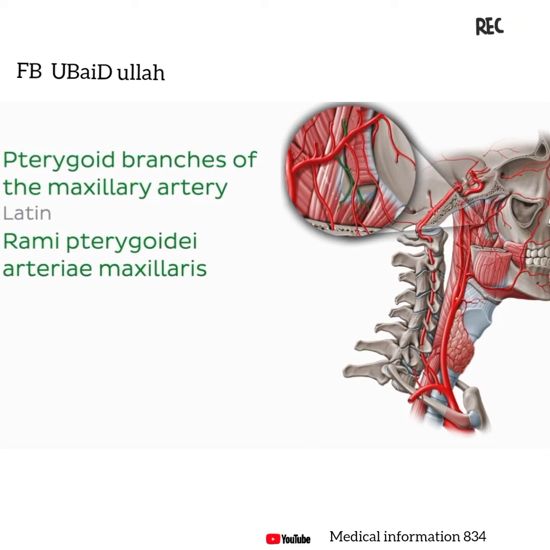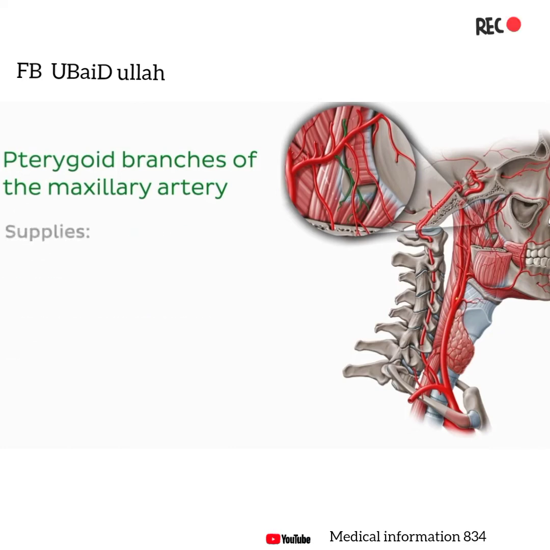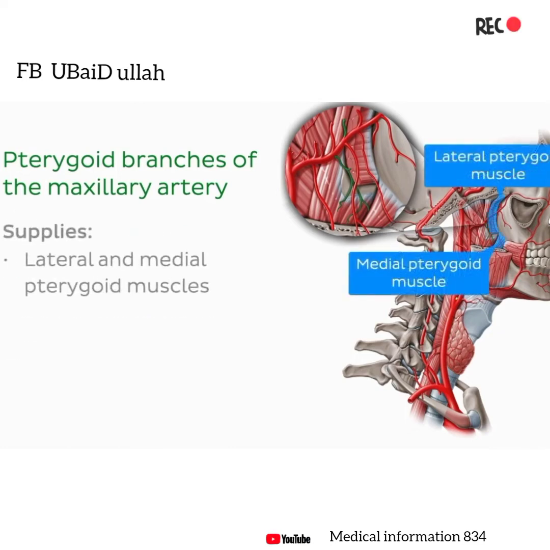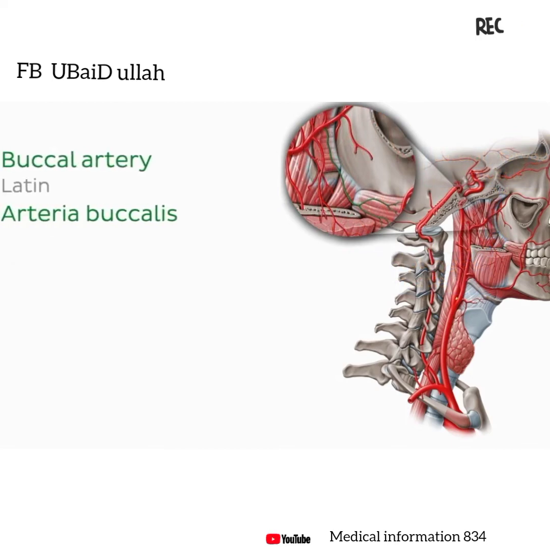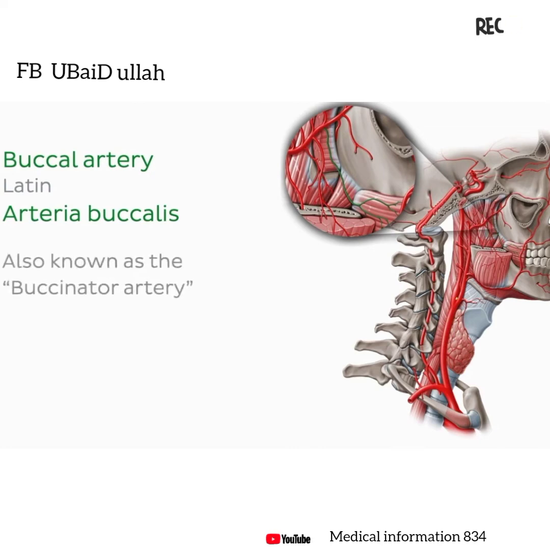Up next are the pterygoid branches of the maxillary artery, which also arise from the second part of the maxillary artery. They are somewhat variable in number and origin and supply both the lateral and medial pterygoid muscles. Next, we look at the buccal artery, which also arises from the pterygoid part of the maxillary artery. Also known as the buccinator artery, the buccal artery travels obliquely from its origin between the medial pterygoid muscle and the insertion of the temporalis muscle until it reaches the outer surface of the buccinator muscle, which it supplies, as well as the overlying cheek tissue.